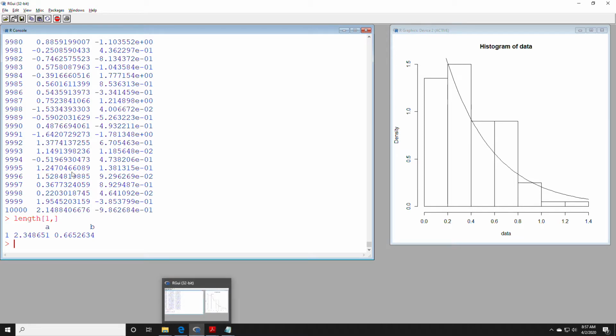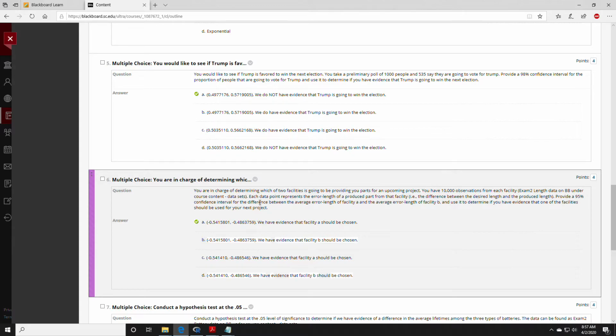So let's go. Now we have our data set. We can kind of see what it looks like. So let's go back to see what we actually want to answer. Each data point is the error length of a product. And so what do I mean by that? It's the difference between the desired length and the produced length.